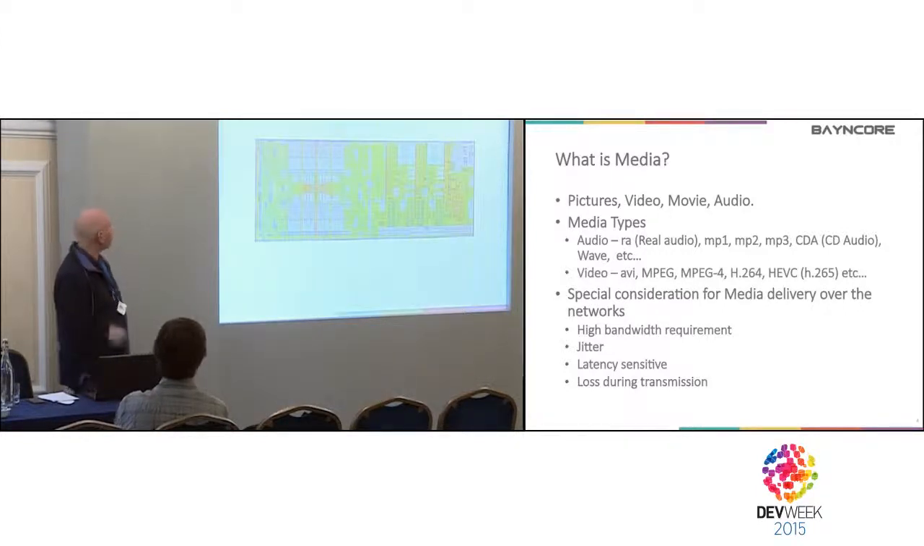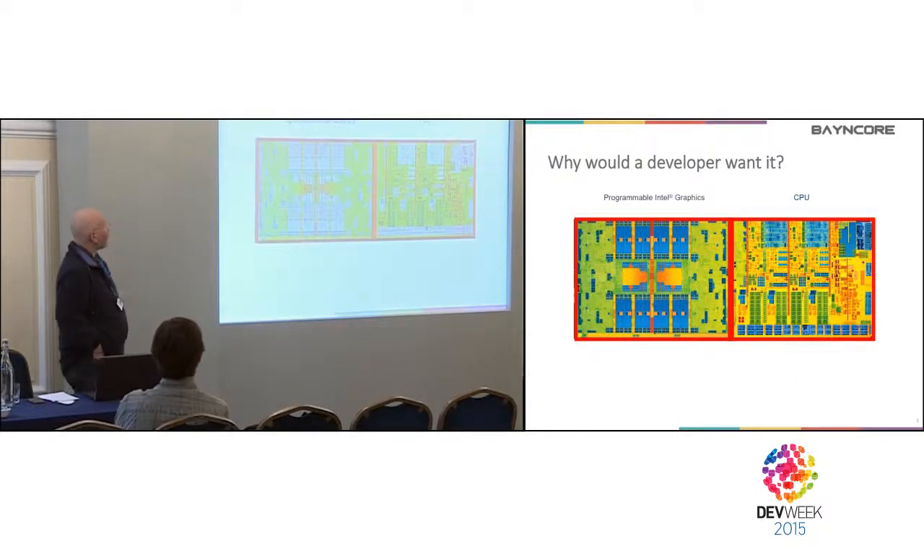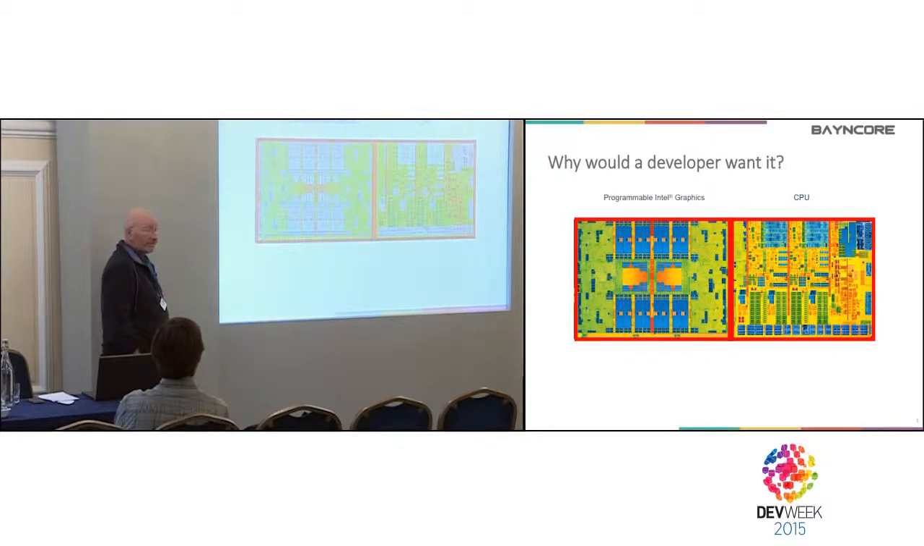The reason we're looking at it is, why would a developer want it? Well, it's primarily because of this. I don't know which chip this is, but it's one of the Core series, an i5 or an i7. It's also applicable to the Atom chips on tablets. Not many people seem to realize that the same piece of silicon has the CPU and also a graphics processor on it, okay? And the Media SDK will allow you to directly access that hardware.